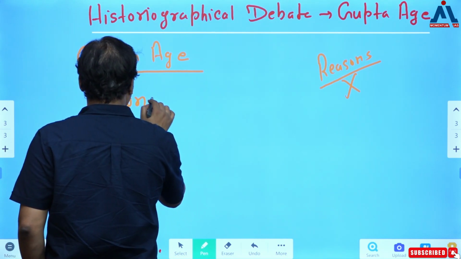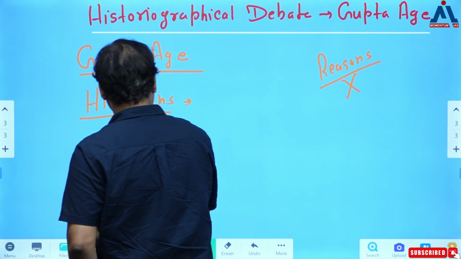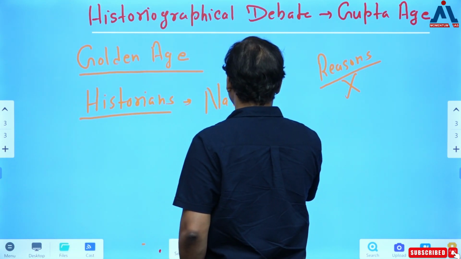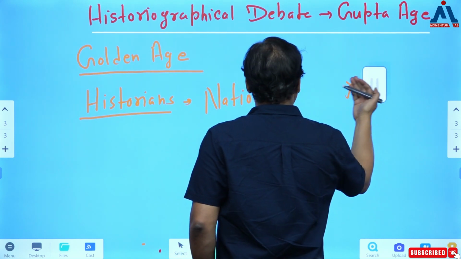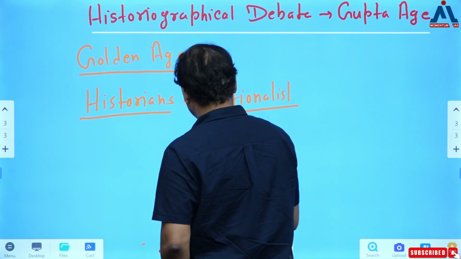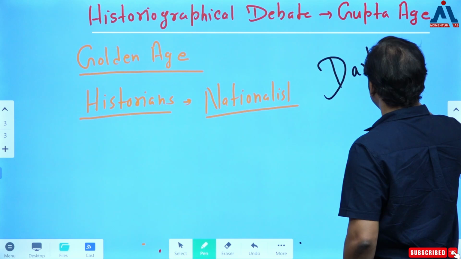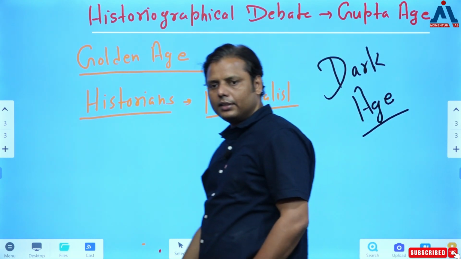And I hope you can understand what sort of historians must have preferred to call it golden age. Basically they are the nationalist scholars, right? They have preferred to call it the golden age. So why have they preferred to call it golden age? Because there was a concept of something that is called dark age, right?